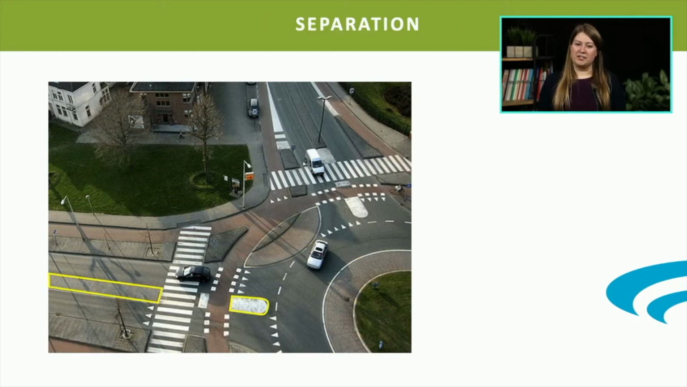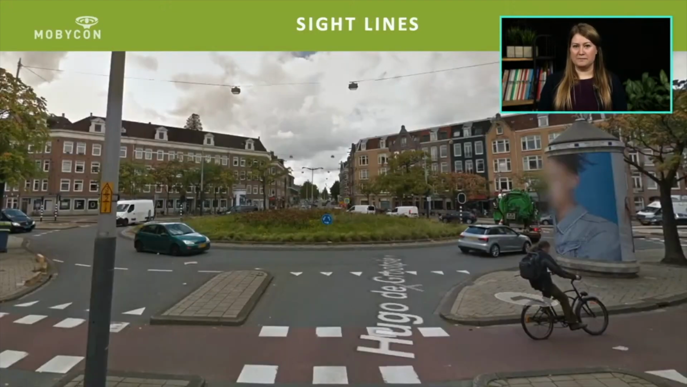Then you have the separation. The separation at the beginning, so the exiting and the entering lane of the roundabout. Ideally, you would separate these two, because then you also have a big overview and you can really slow down and enter and exit the roundabout at a safe speed.